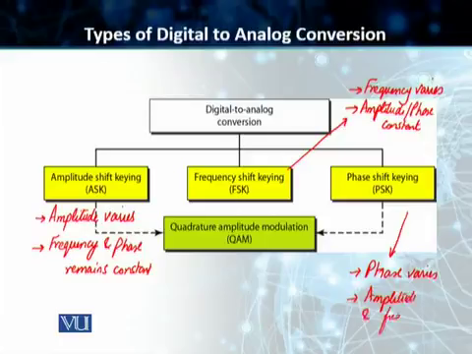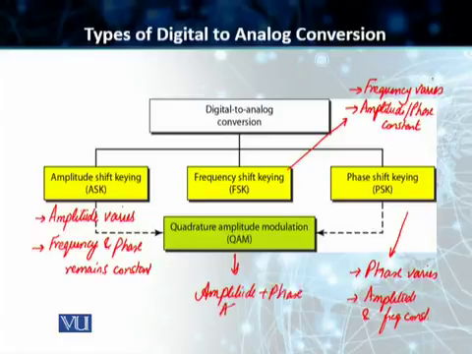and frequency remain constant. Now, students, we have got a fourth technique. Apparently, it's the best mechanism that is available, and that combines both the amplitude and the phase. So, a combination of amplitude shift keying and phase shift keying is the QAM or quadrature amplitude modulation, which is apparently the most efficient of these options, and it's the digital to analog conversion technique that's commonly used today.